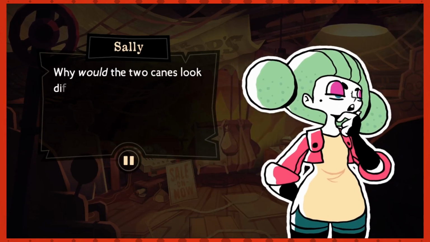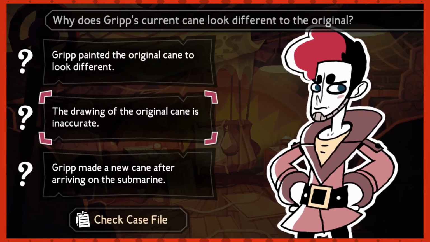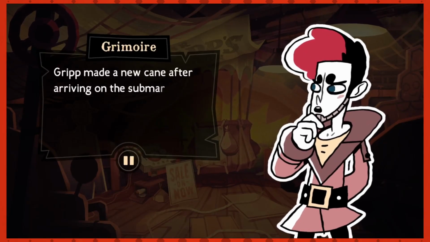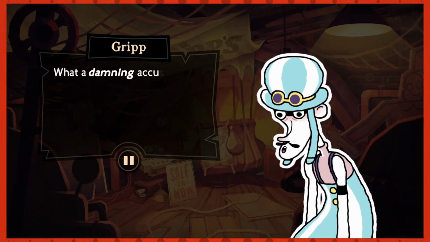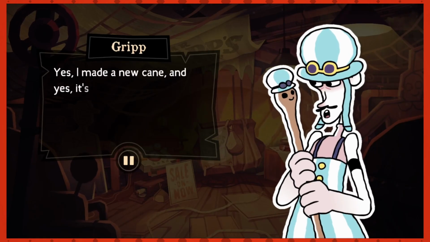Why would the two canes look different, though? Grip painted the original cane to look different. The drawing of the original cane is inaccurate. Grip made a new cane after arriving on the submarine. Damning accusation. Yes, I made a new cane, and yes, it's made of wood.